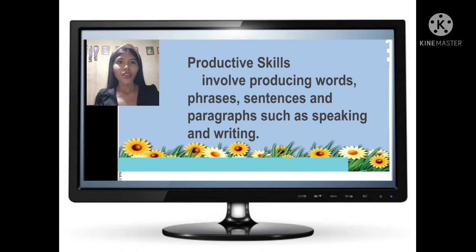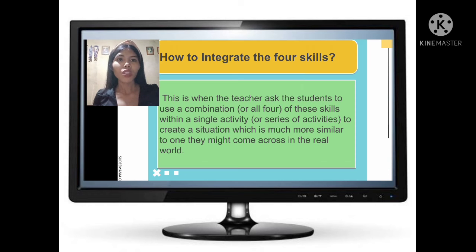Okay? So now we will learn how to integrate the 4 skills, which are the literacy skills. Again, reading, speaking, writing, and listening. So these 4 skills must be integrated in our teaching and learning process. This is when the teacher asks the student to use a combination of all these 4.